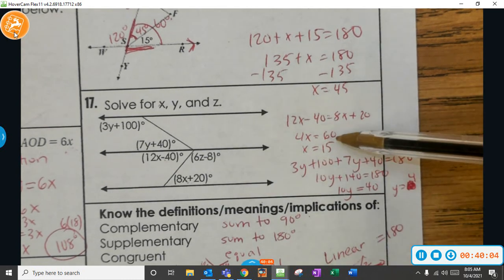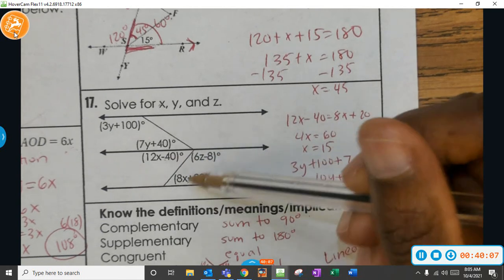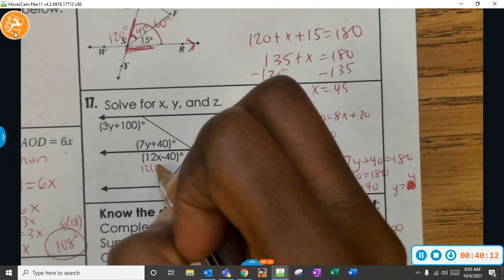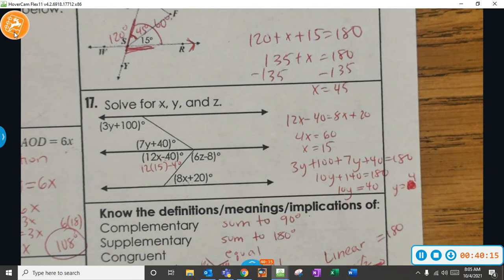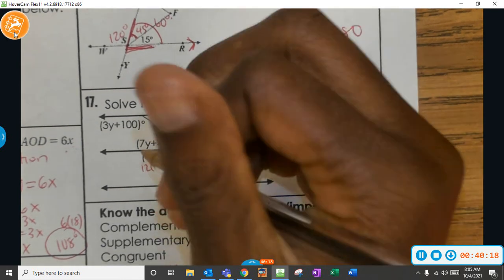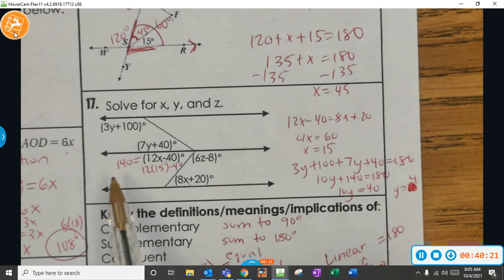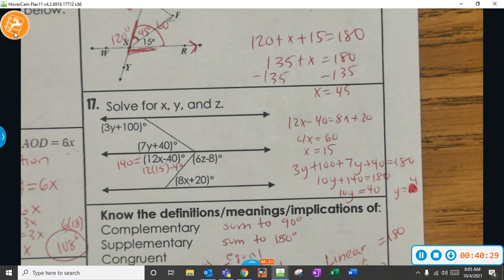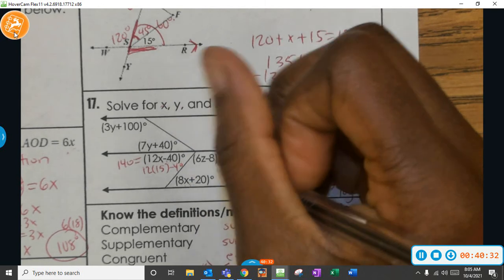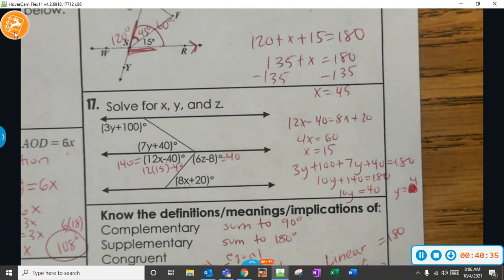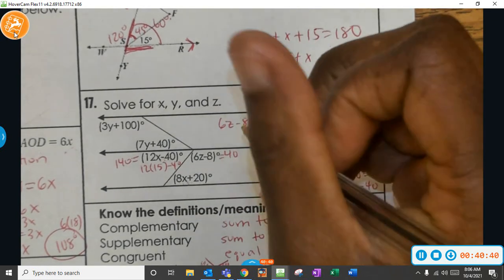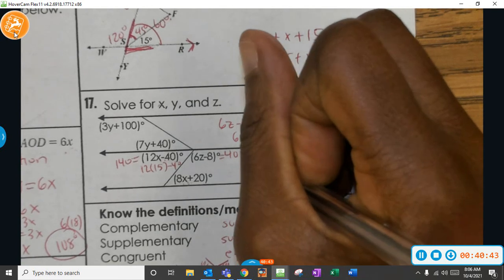And then z, okay, so we need to plug in x to figure out z, because z doesn't have an expression, which means we need to actually figure out what one of these angles are, and then we can relate it to z. So if we do 12 times 15 minus 40 is 140. So the angle next to a 140 on a linear pair should be how much? Okay, so this equals 40. So our equation is that, I'll just write it right here because I'm out of space. 6z minus 8 equals 40. So 48 equals 6z, and z is 8.